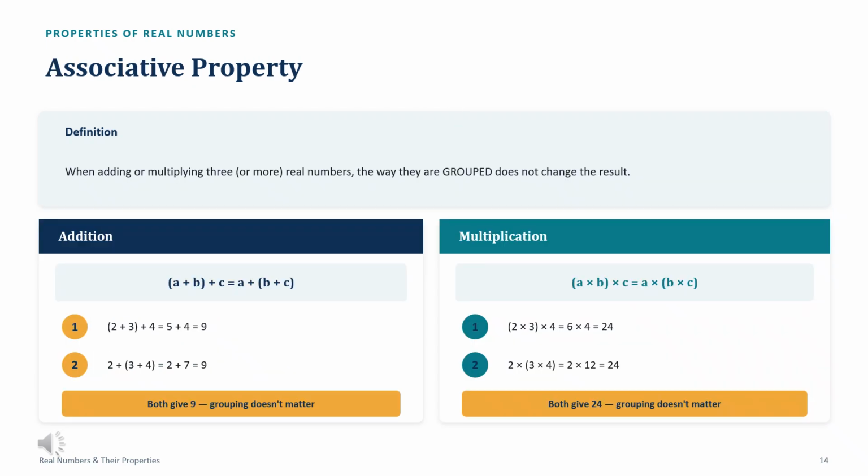The associative property tells us that when we add or multiply 3 or more numbers, how we group them doesn't change the result. For addition, 2 plus 3, in parentheses, plus 4 equals 5 plus 4, which is 9. And 2 plus, in parentheses, 3 plus 4 equals 2 plus 7, which is also 9. For multiplication, 2 times 3 times 4 equals 6 times 4, which is 24, and 2 times, in parentheses, 3 times 4 equals 2 times 12, also 24. Either way you group them, the answer stays the same.